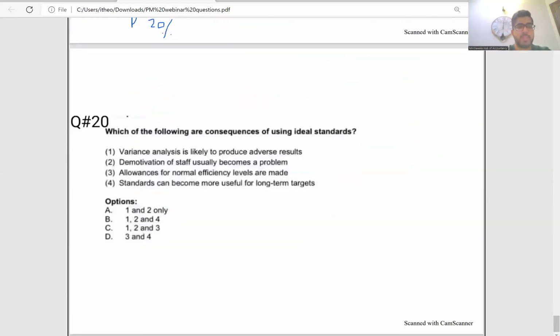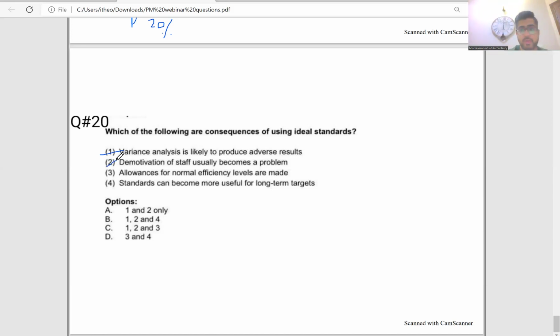Last MCQ. Which of the following are consequences of using ideal standards? I've taught you four standards: ideal, attainable, current, basic. Variance analysis is likely to produce adverse results. Yes, when you set an ideal standard, no wastage allowance, no idle time allowance, people don't achieve them because it's practically impossible. They will incur wastage, so the variance will always be adverse, no matter how much they try.